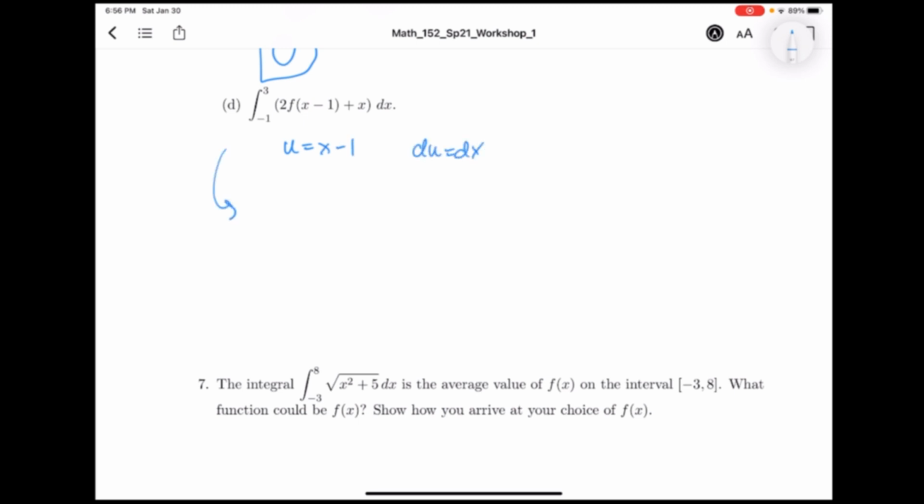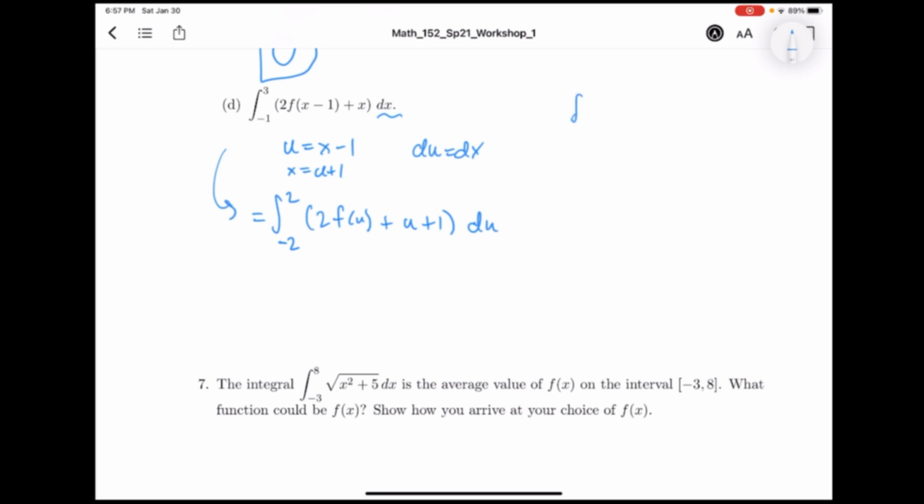So that means that this integral is going to equal the integral of 2 f of u plus, if u equals x minus 1, then that means that x equals u plus 1, so that's going to be u plus 1. And then finally we'll replace the dx, and that gives us du. We change the limits of integration. We plug -1 into the expression for u, so that gives us -1 minus 1 is -2, 3 minus 1 is 2. And now we have that familiar -2 to 2 sort of an integral.